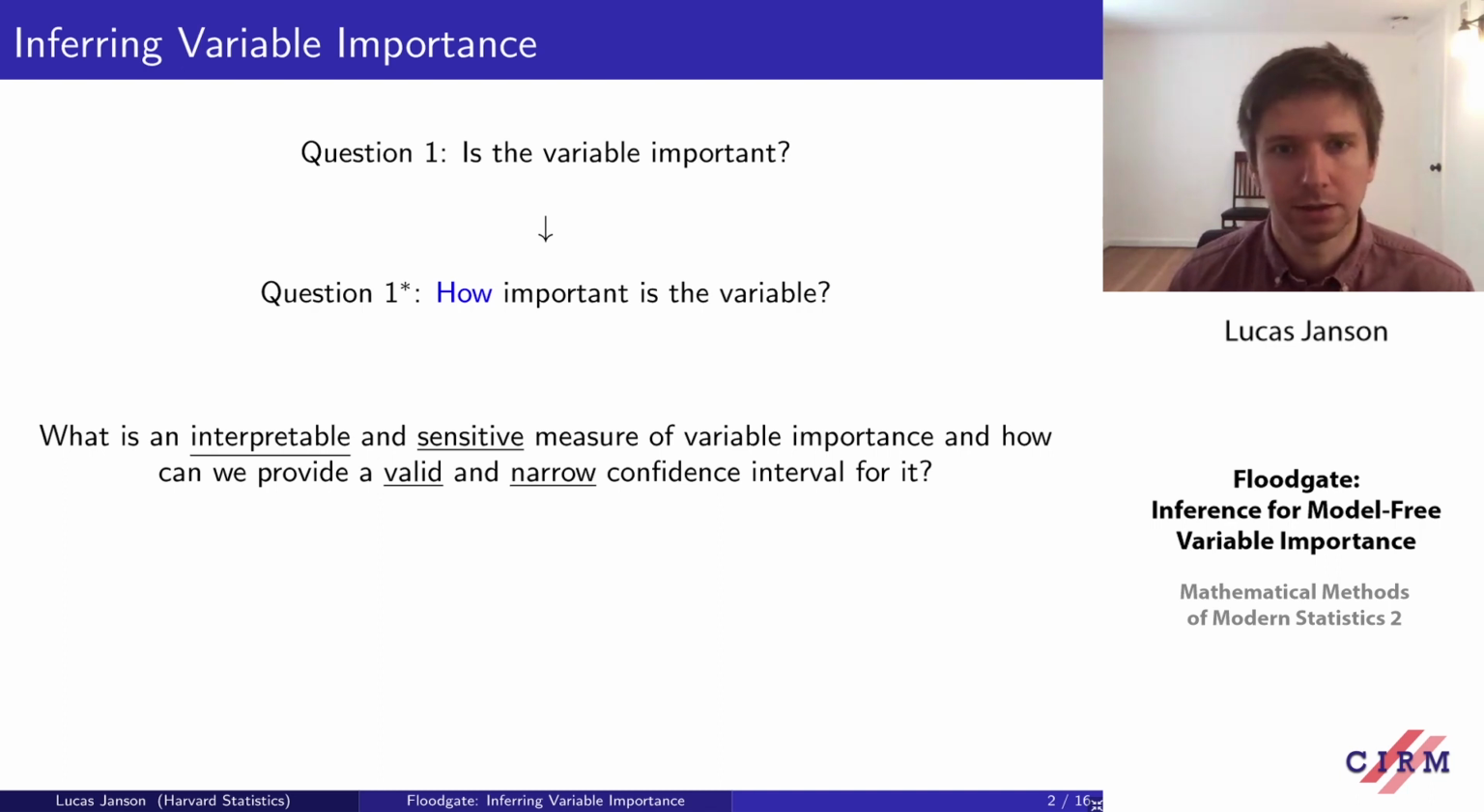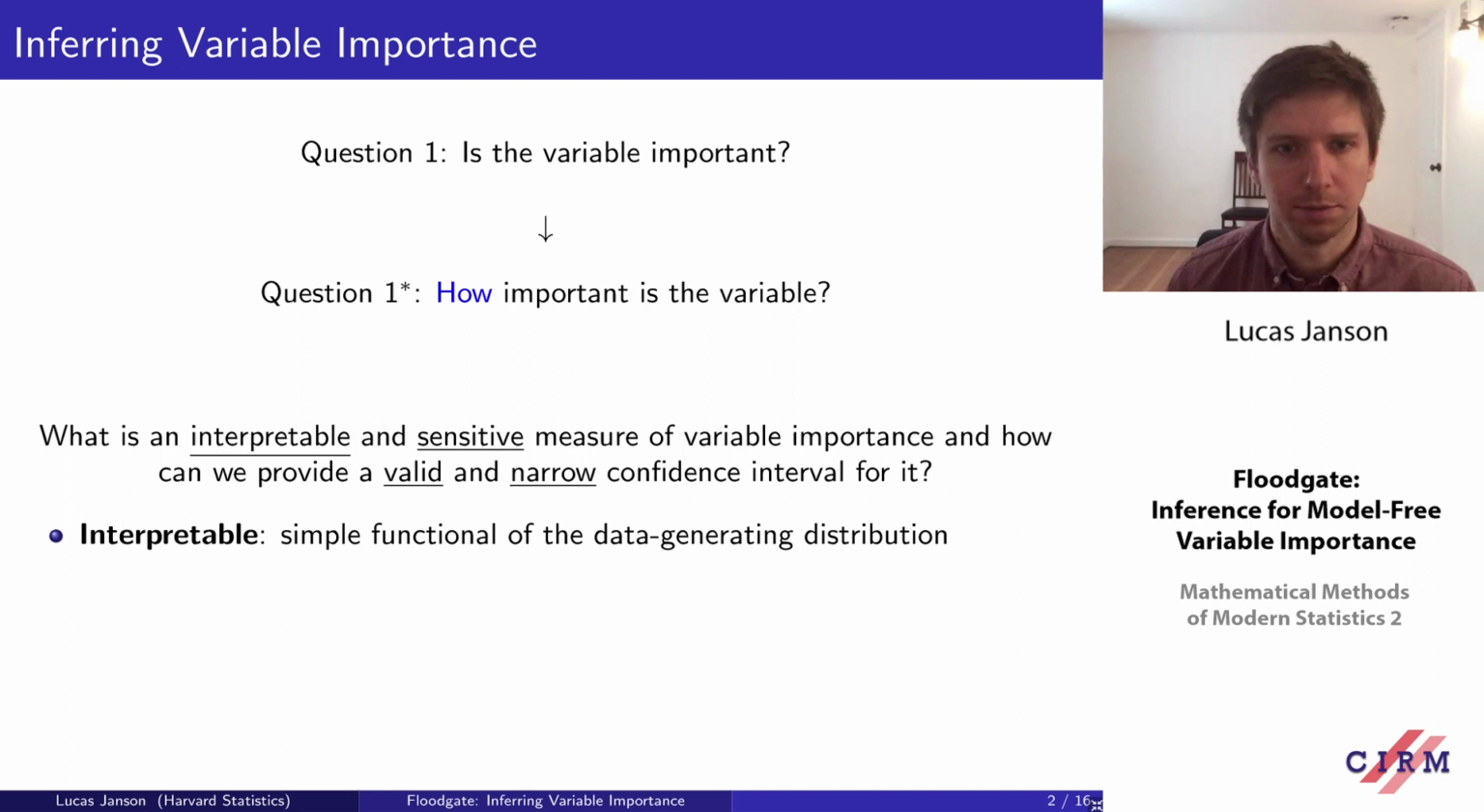So to dig into these 4 underlying words a little bit more, by interpretable, I mean that my measure of variable importance should be a function of the data generating distribution. It should be non-random.